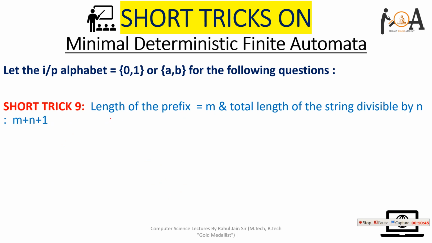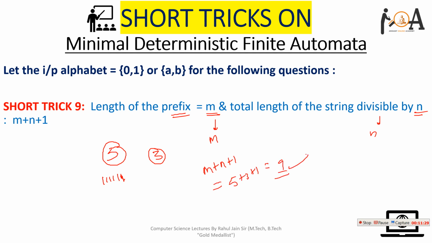Next shortcut trick is length of the prefix should be m and total length of the string is divisible by n. Suppose I have said length of the prefix should be 5 and your string should be divisible by 3. Your prefix should be of 5, like 1 1 1 1 1, and whatever string you generate should be divisible by 3. In that case, the number of steps in its minimal DFA would be m plus n plus 1, that is 5 plus 3 plus 1, that is 9 should be the answer.